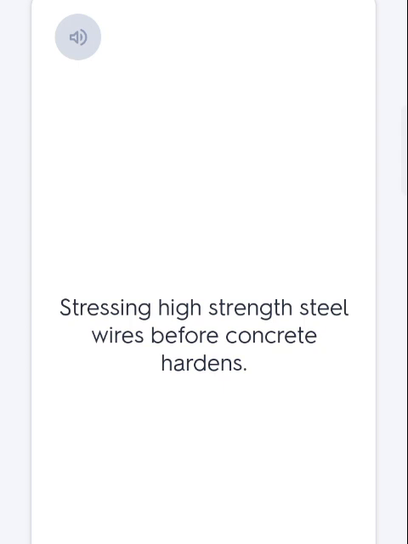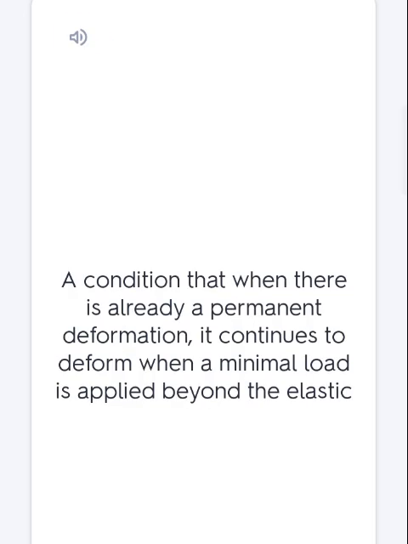Pre-tensioning. Stressing high-strength steel wires before concrete hardens. Plasticity. A condition that when there is already a permanent deformation, it continues to deform when a minimal load is applied beyond the elastic range.